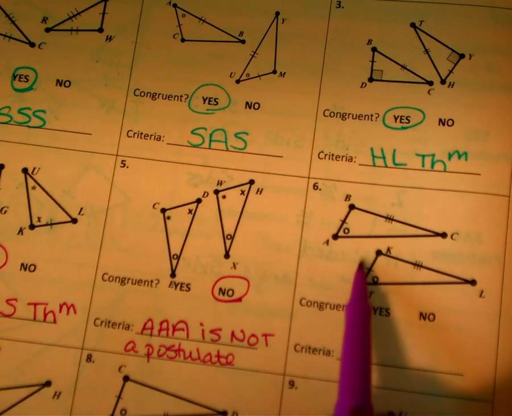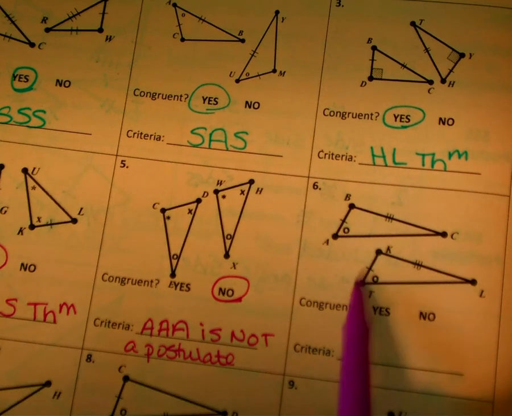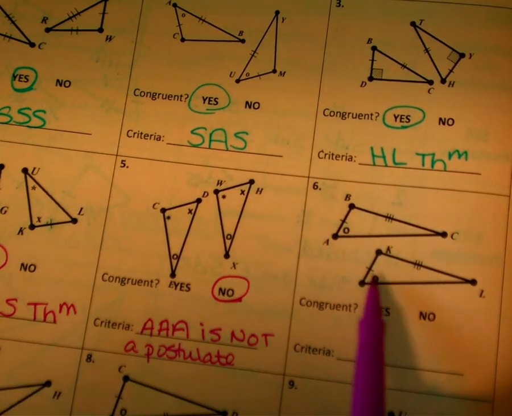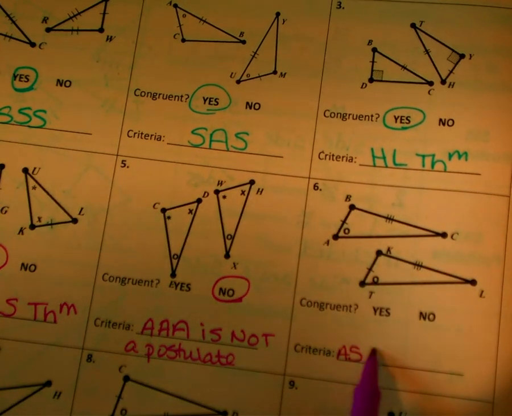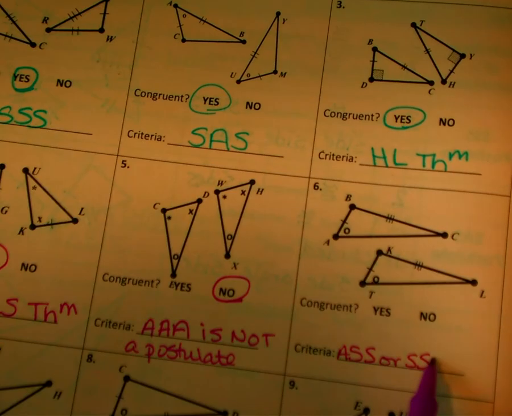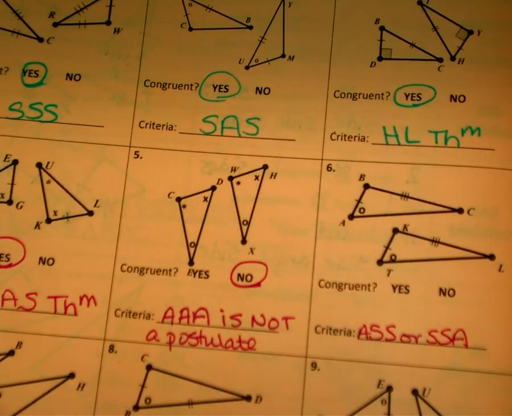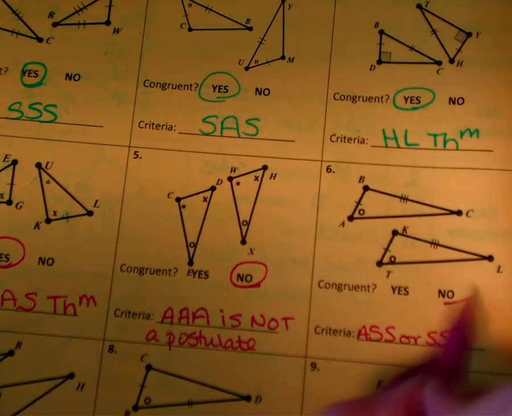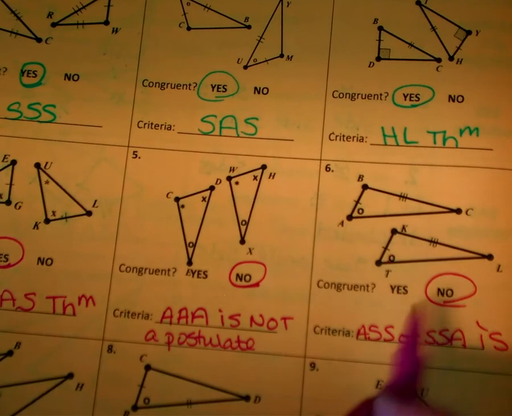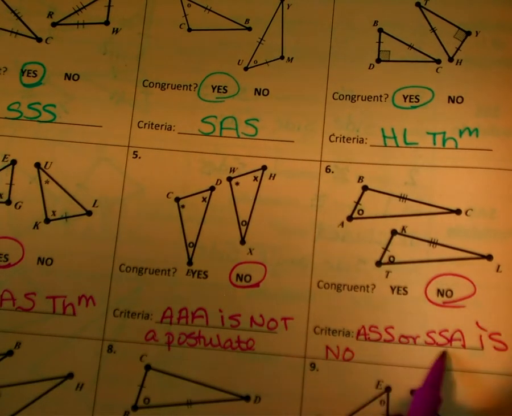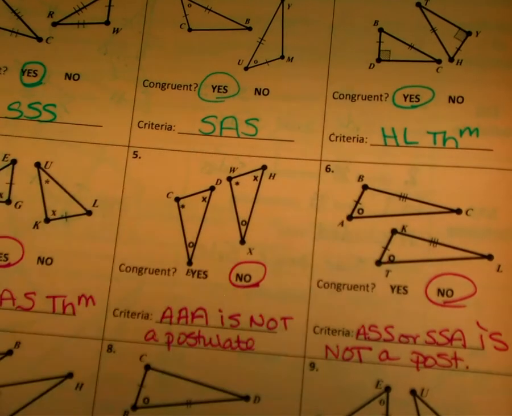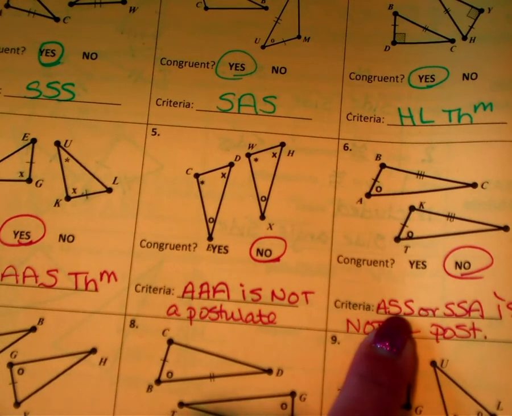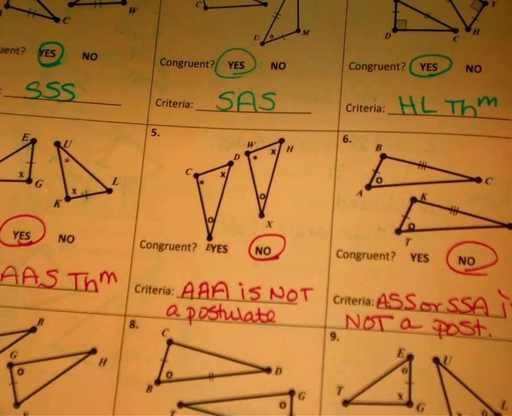Example 6, congruent corresponding side and a congruent corresponding side. And before that, we had the angle. So we had an angle, and then we had a side and a side. Okay, so we had angle, side, side, or if you went the other way, you would have side, side, angle. Is that one of our theorems or postulates? No. So the ASS or SSA is not a postulate. Okay, think about it. That is not a postulate.